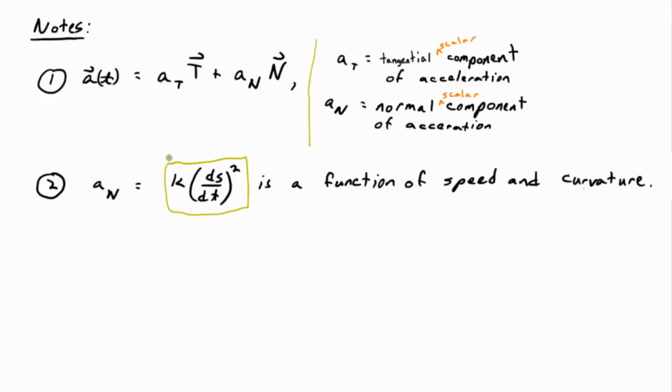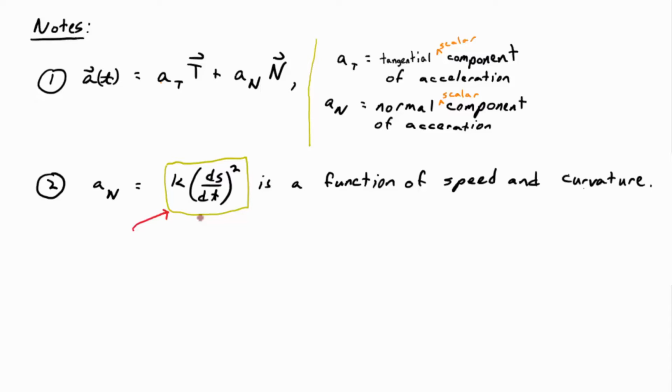So it tells us A sub n is a function of both speed and curvature. You've all been in a car, maybe traveling fast around some wiggly turns, right? And you can experience straight line acceleration, but you can also experience acceleration due to turning around a curve. And what this tells us is how much normal, perpendicular acceleration you can experience around a curve.